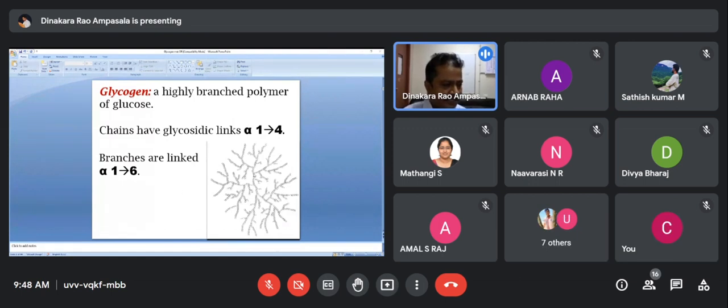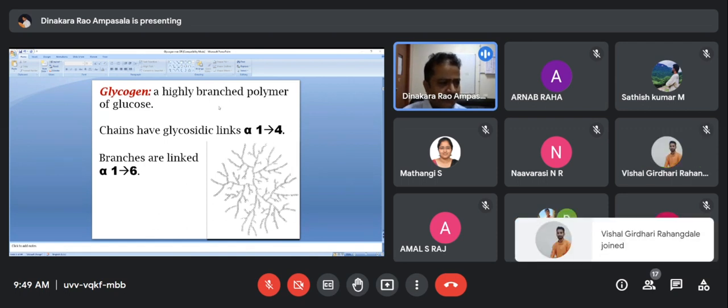Okay, so the linear structure will have alpha 1,4 glycosidic bonds. Wherever the branch is created, that glucose will have an alpha 1,6 bond, and from this branch, wherever glucose molecules are added, they will have the 1,4 glycosidic bond. At the branch point, the glucose will be linked to the next glucose with the alpha 1,6 glycosidic bond. That's why you can see branches instead of a linear polymer. Glycogen has a branched structure with two types of glycosidic bonds.